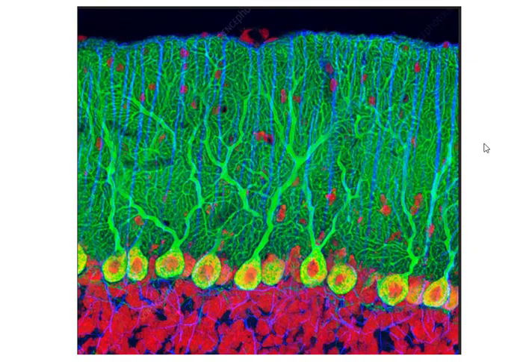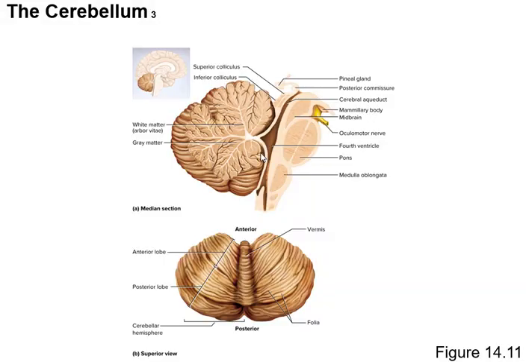Here's a slice through the cerebellum, and they've color-coded it so you can see the different cell types. But there are your Purkinje cells with their amazing branches. Here's a picture of the tree of life right there. So there's your gray matter of the cerebellum, and then you see the white matter looking like a tree.